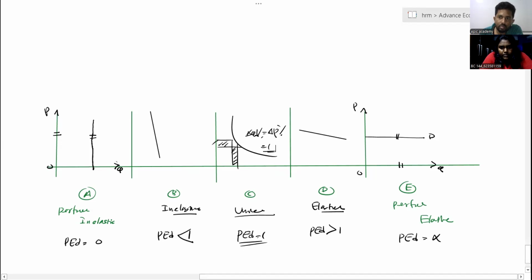Demand equations and supply equations. Calculate the price elasticity of demand at the equilibrium.